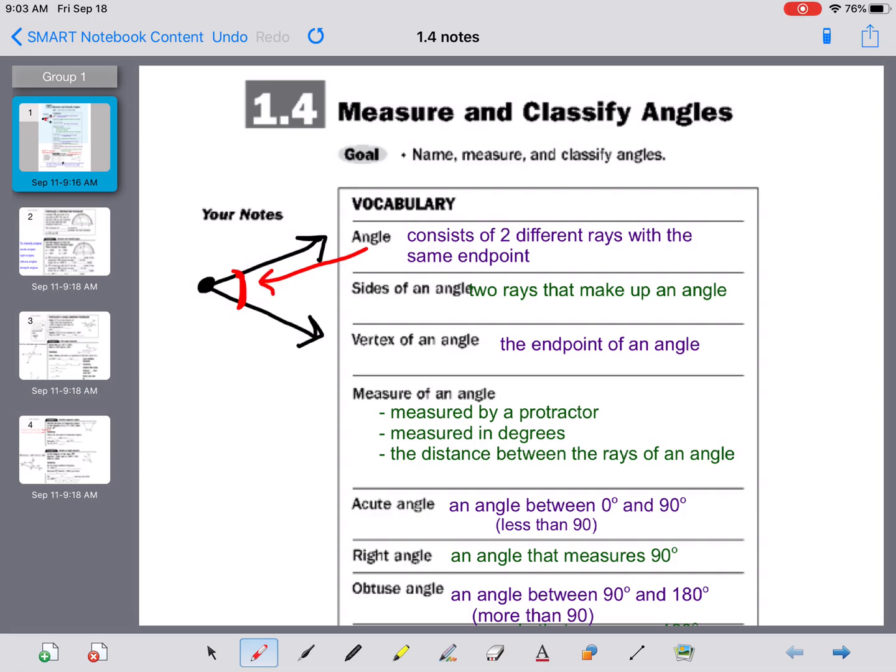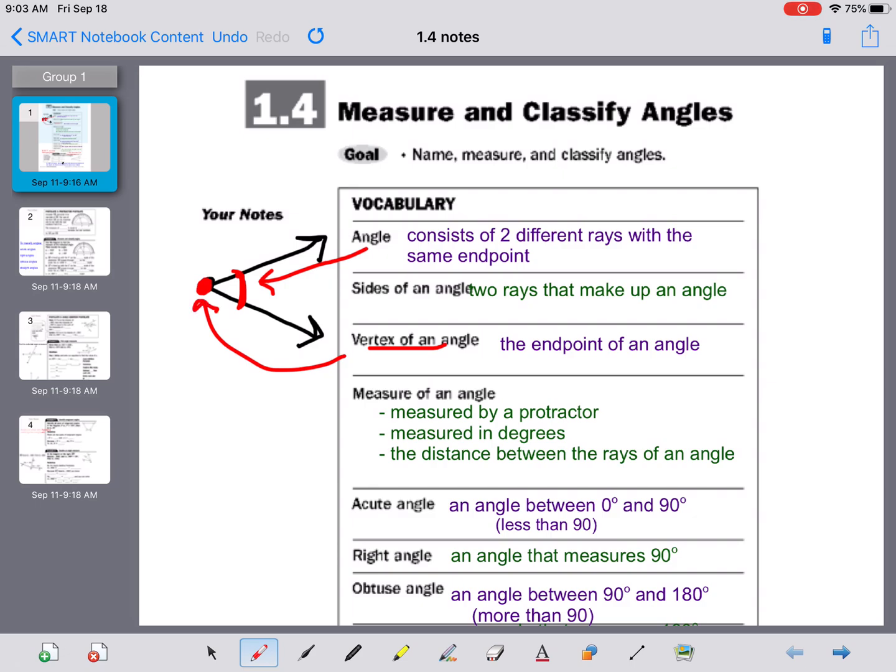The sides of the angle are the two rays that make up the angle. So you have side 1 and side 2. To be honest, we don't do a lot with those sides. They just contain it, okay? Because remember, they're rays. They go on forever. We can't measure the side there. The vertex of an angle is this vertex right here, this point where the two rays meet and share.